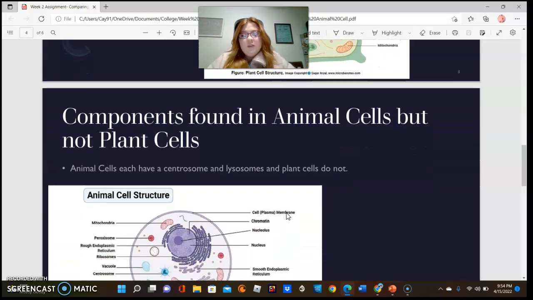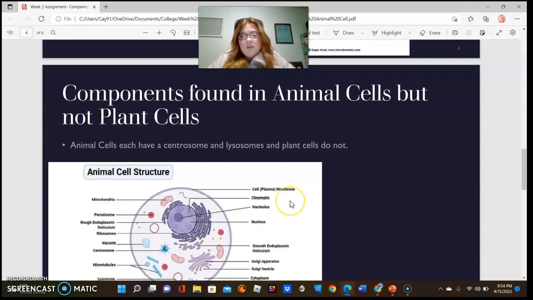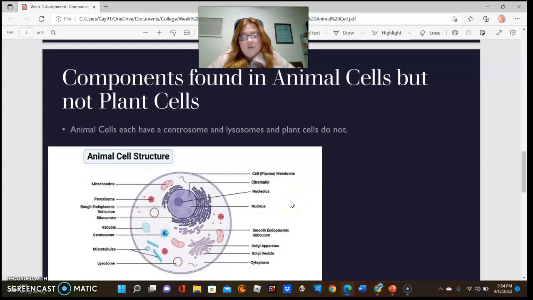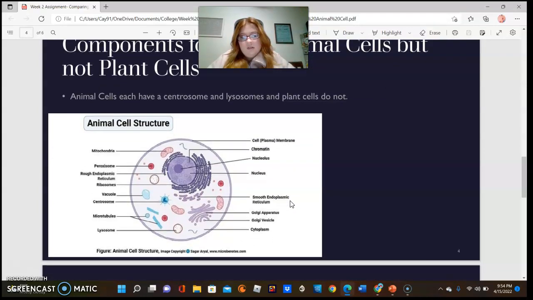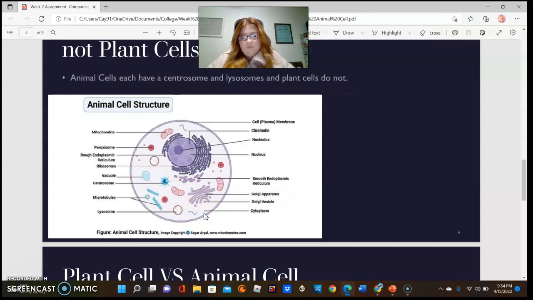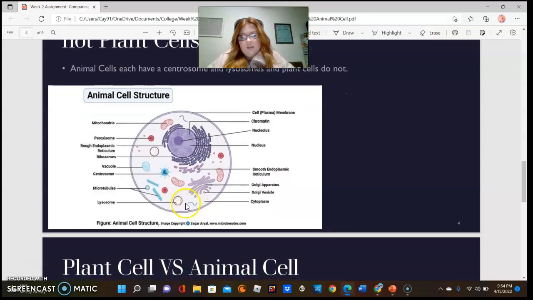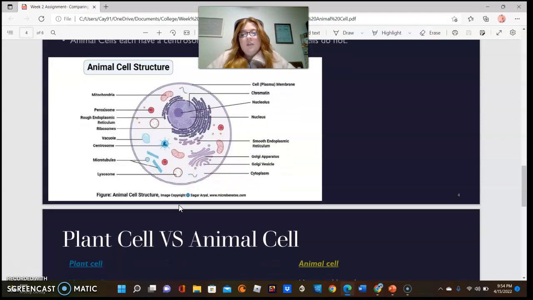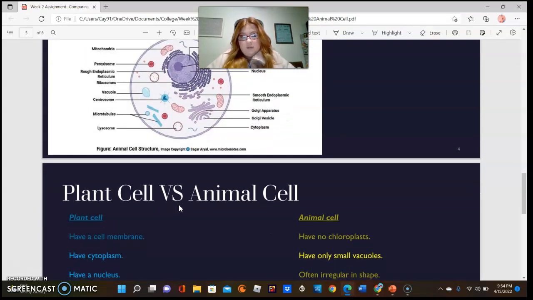Components found in animal cells but not plant cells. Animal cells each have a centrosome and lysosome, and plant cells do not. Here is the animal cell structure. And there is the centrosome, which is not found in the plant cell. And there is also the lysosome, which is also not found in the plant structure.